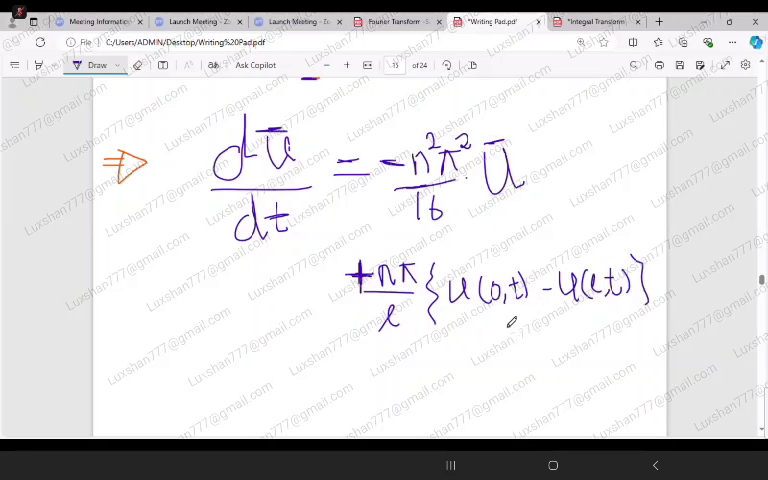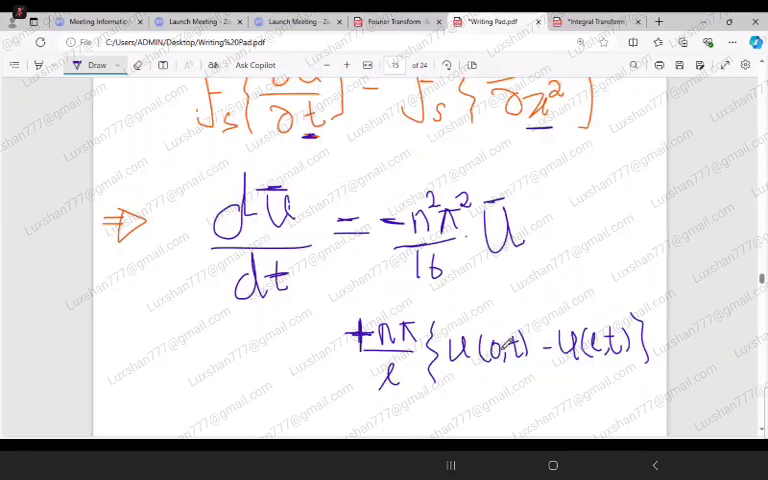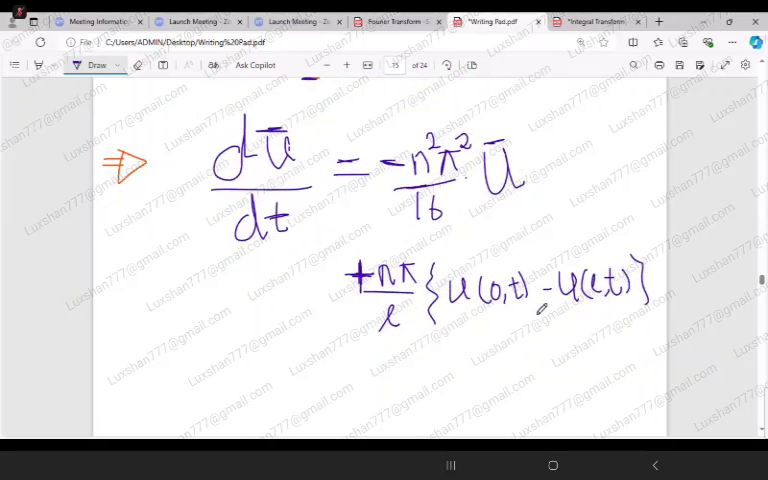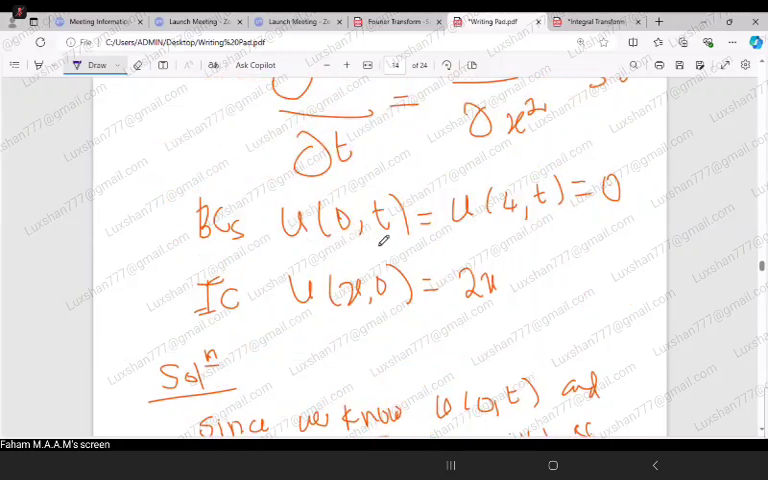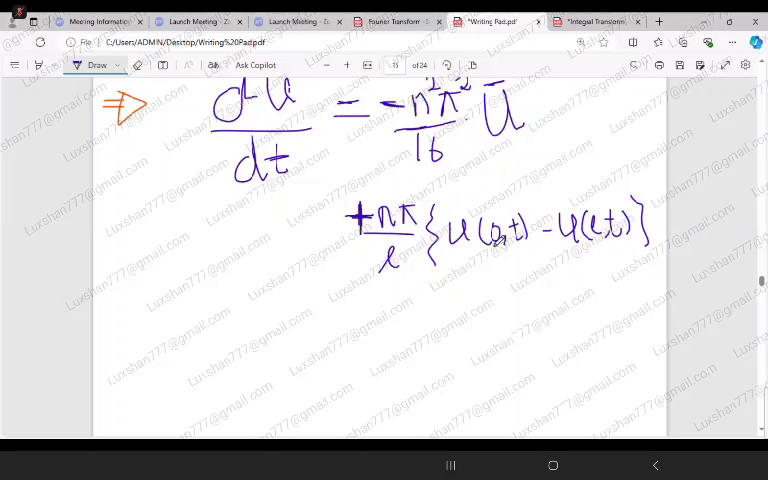Here it will not be affected because these two are both 0. Therefore, we will not be having a problem here. So we know that here, u0 comma t and uL comma t, both are 0. Therefore, this part is going to be 0. That is why I told you there will be no problem in this problem. So you have to check that one.